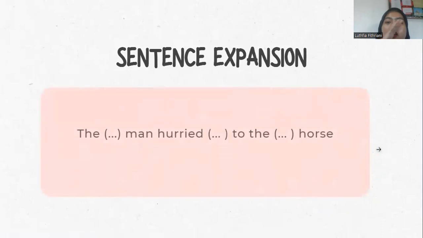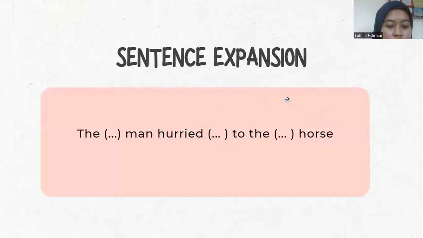That is about sentence combining. The second type of limited response is sentence expansion. Do you know what sentence expansion means? Sentence expansion is a type of test in which the students are simply adding words such as an adjective or an adverb into the sentence.